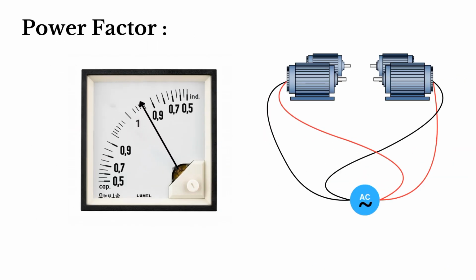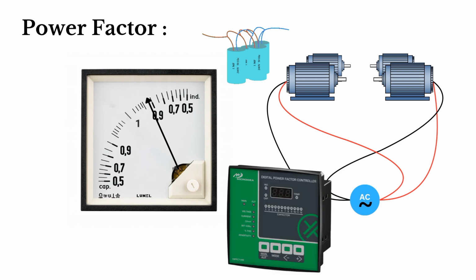In most cases, bad power factor is caused by high inductive loads in the circuit. To correct this, we add capacitive load, which can be a bank of capacitors, or we can use power factor correction devices. These devices supply the necessary reactive power to the circuit, bringing it closer to 1.